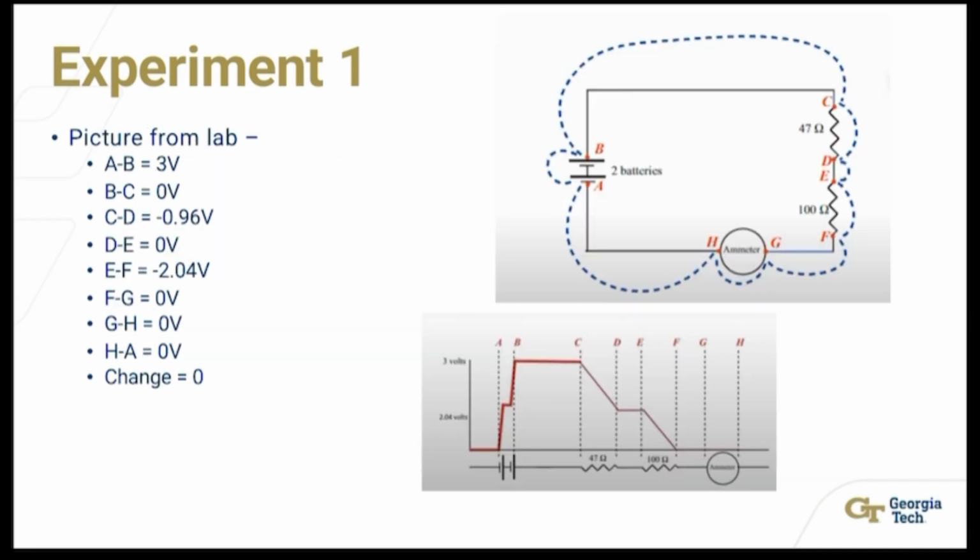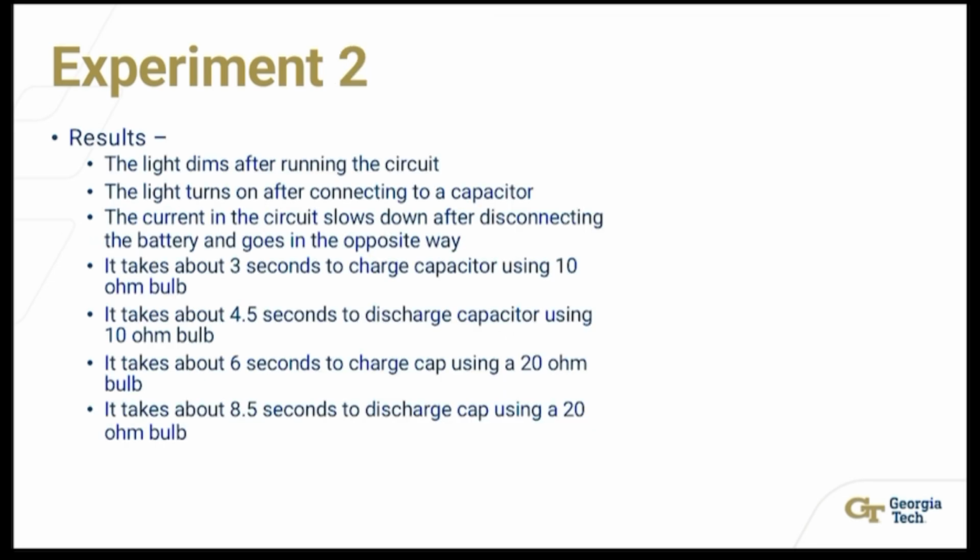Here we can see the picture of the different sections of our circuit, and we can see the different readings. If we take 3 minus 0.96 minus 2.04, we can see that the overall change is 0, and there's the graph to accompany this data to prove that the loop rule is true.